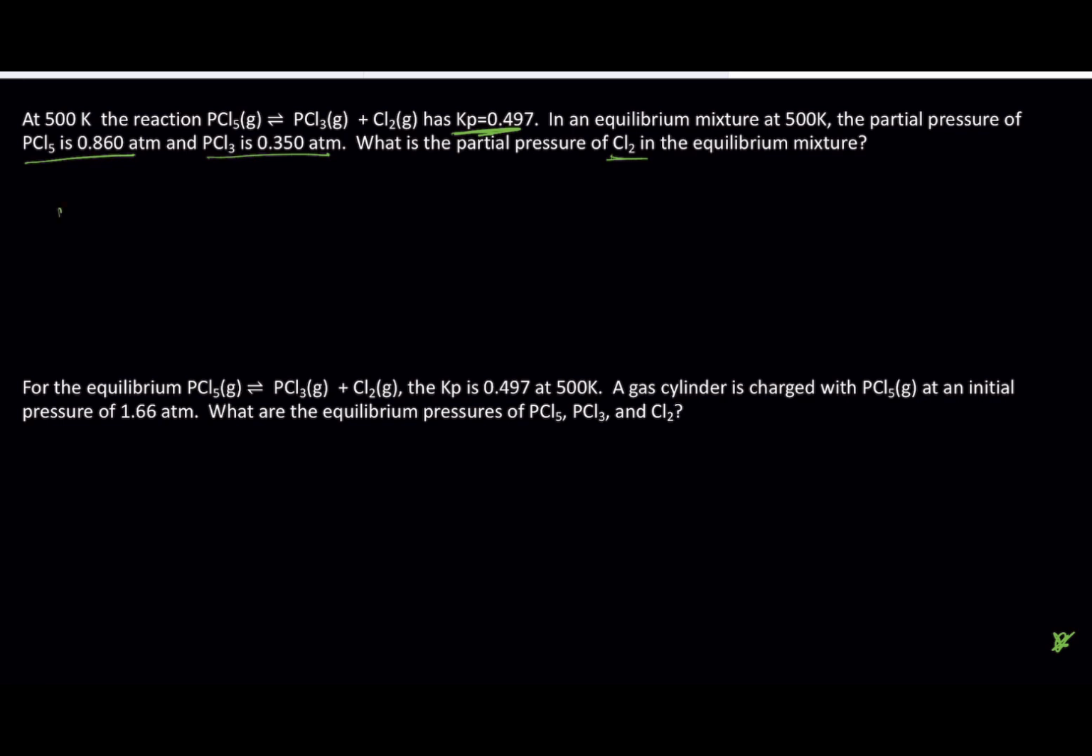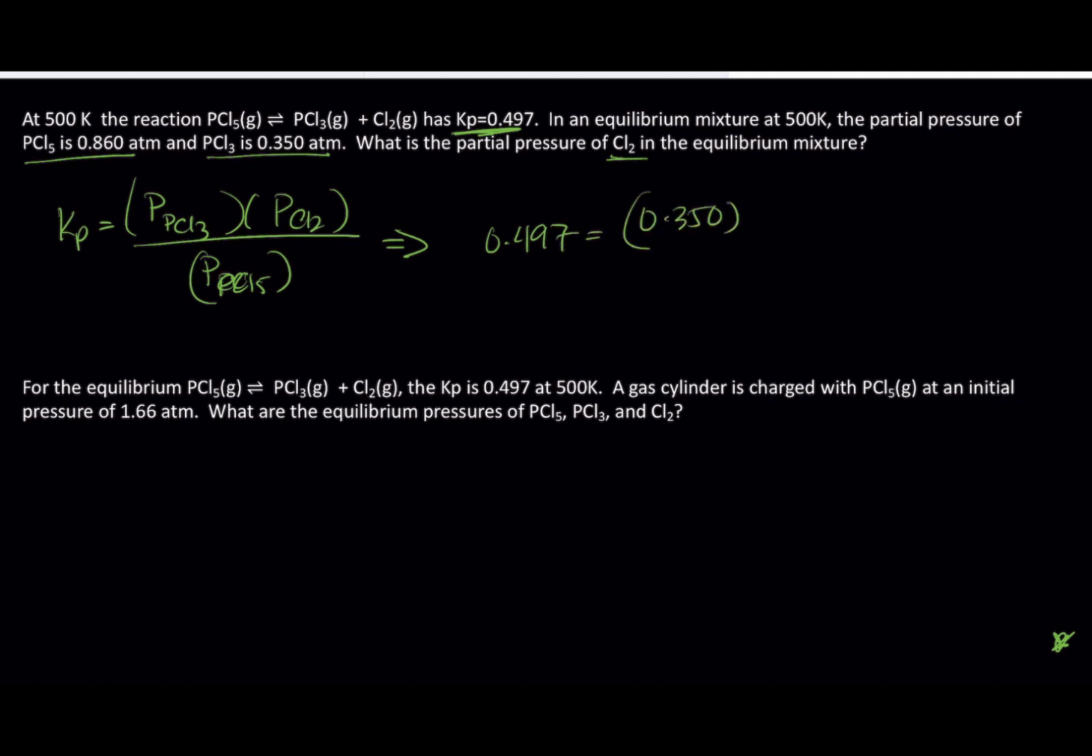So let's start with a Kp expression. So Kp, again, is equal to PCl3 times PCl2 over PCl5. And we're going to plug in what we have. So we have 0.497 is equal to PCl3, which is 0.350, times my PCl2, over 0.860. And we would just solve for my PCl2. So that is something that you have been doing since like 7th grade, and you can do that.